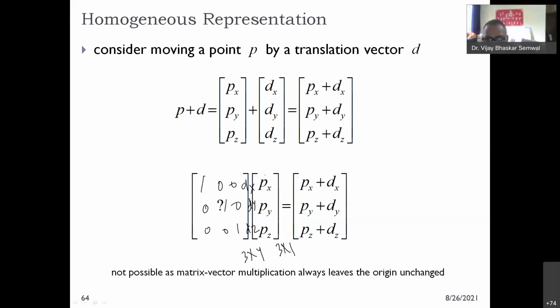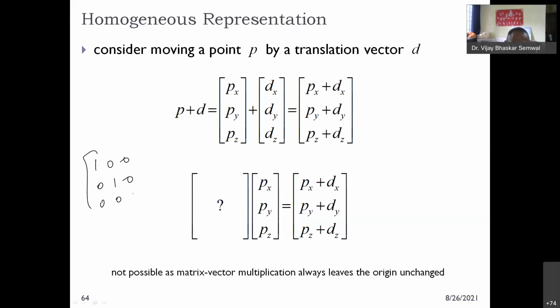So good try. Now with dx, dy, dz it is 3 cross 4. Can I make the vector 4 cross 1? I can add one extra 1 here. So what will happen? Px into 0, those two quantities will become 0, and this is dx. So this solution will work. Correct? I can do 1 0 0, 0 1 0, 0 0 1, and add dx, dy, dz as the last column.